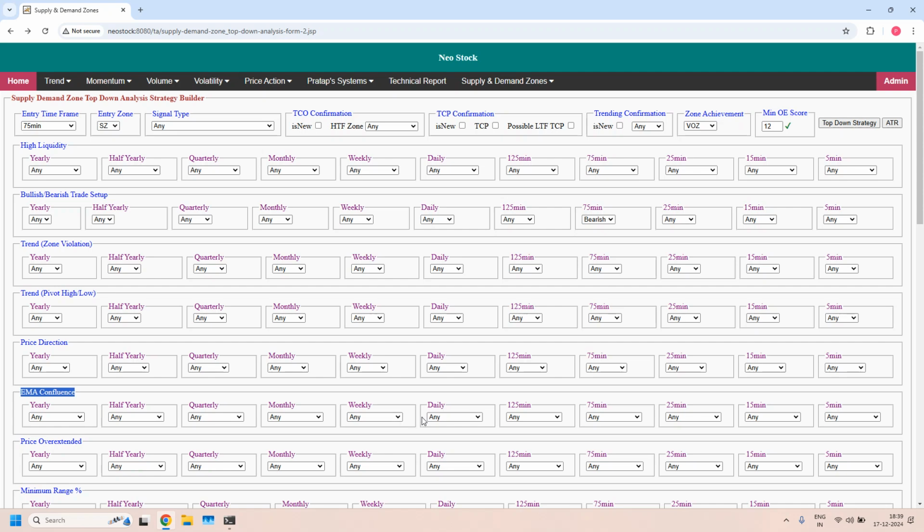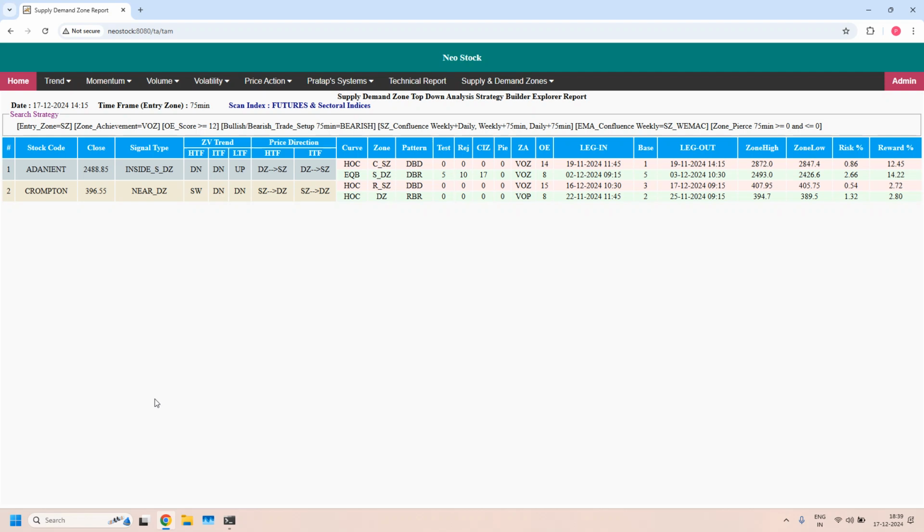In the EMA confluence at a weekly time frame, the filter for weekly supply zone with weekly EMA confluence is enabled. With this filter, we got two stocks. Out of these two, the first one is having a downtrend. Ignore the second, it is sideways. EMA confluence does not give any advantage in a sideways market. But the first one is a downtrend, so it is a more high probability trade setup supported stock. But the second one is also a good stock because it is a high liquidity zone, the 75-minute supply zone.